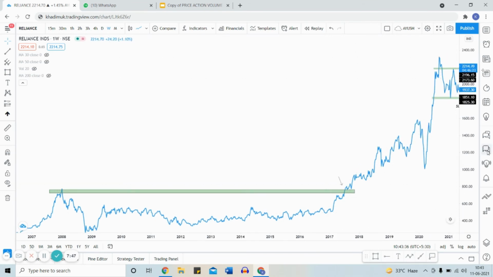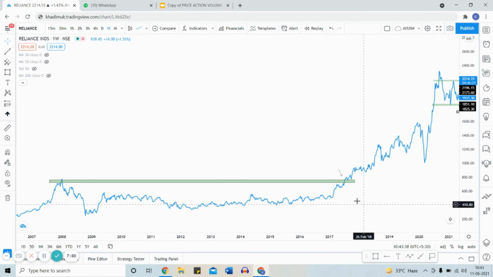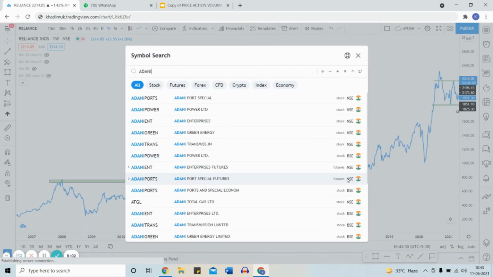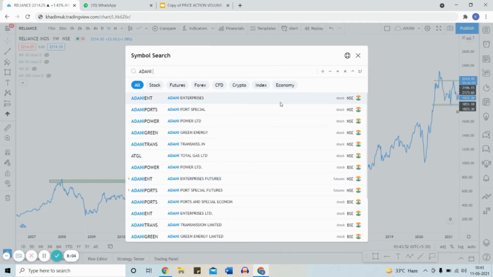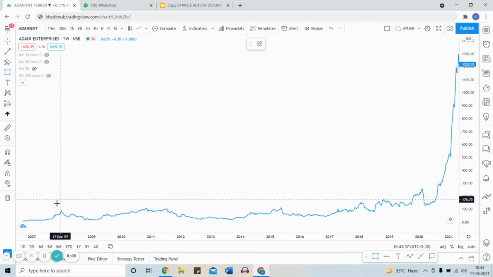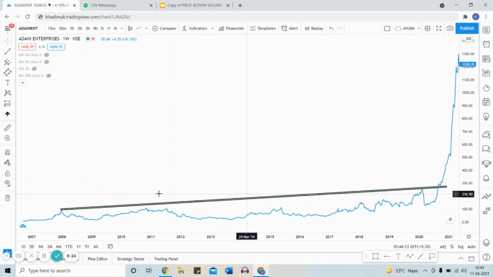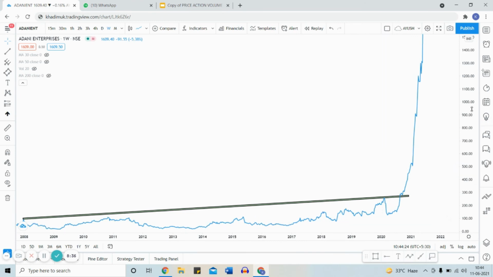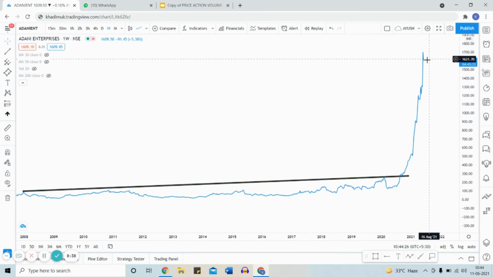So basically, price action tells you when to enter. It will not tell you to get stuck in a stock which has been in a range for 8 to 10 years. Rather, it will tell you when to enter. If we check Adani Group shares also, if you are a price action trader, observe that Adani Enterprises gave a multi-year breakout. It gave a breakout at the 290 level, and currently the stock is trading way above, at 1600 levels.